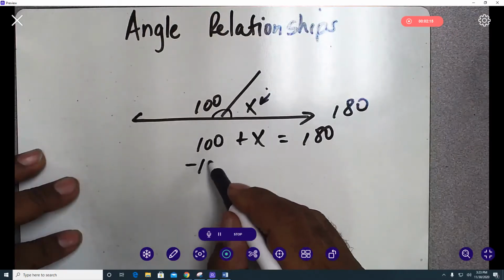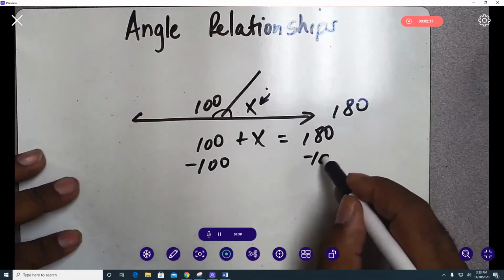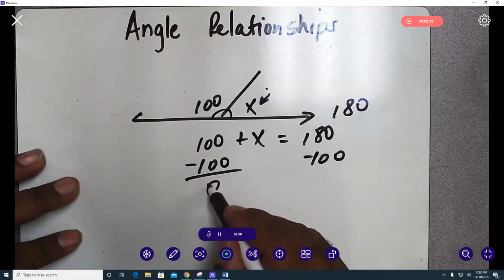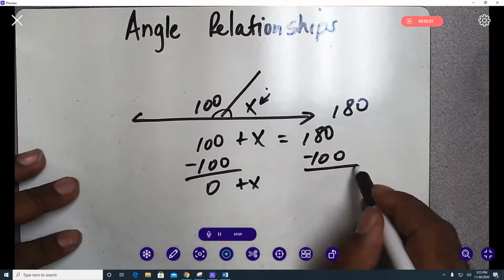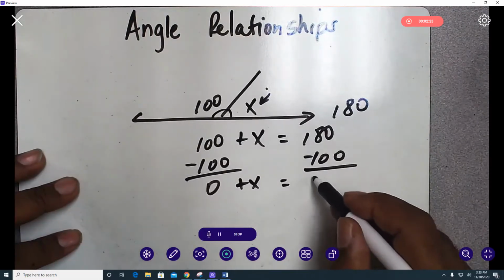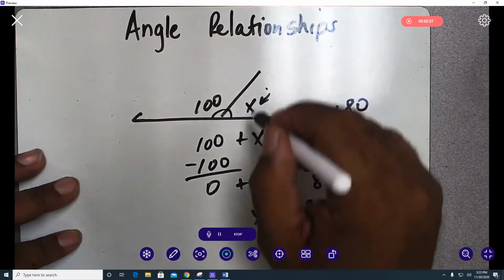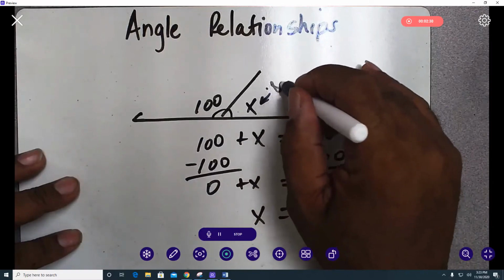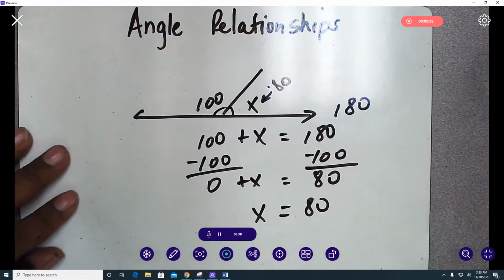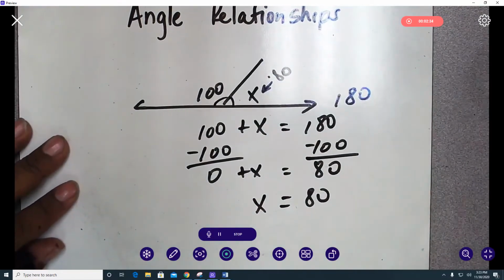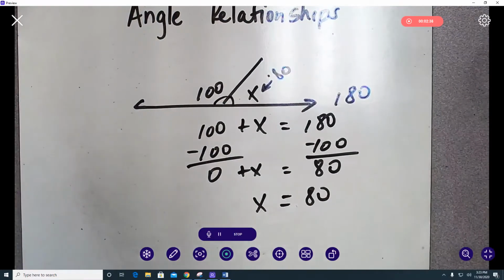To do that on this one, we subtract 100 from both sides. That leaves us 0 right here, plus x. And 180 minus 100 is 80. So this means that this angle right here is 80 degrees. Got that? Let's try another one.